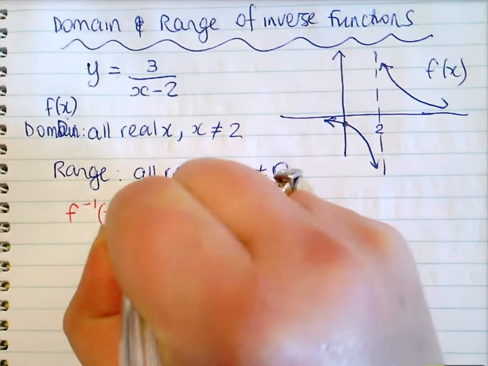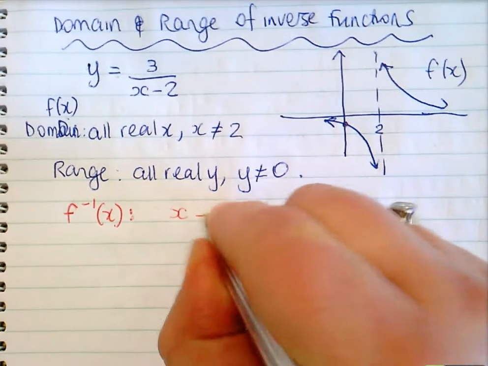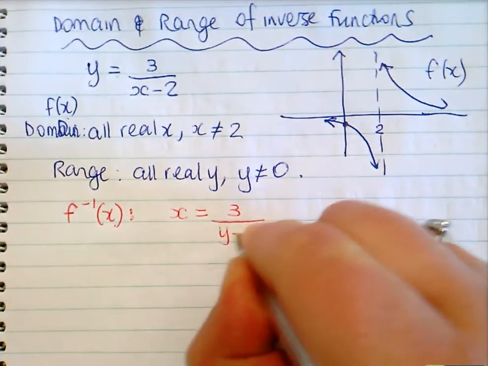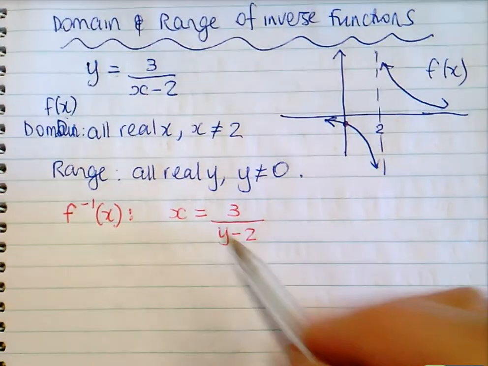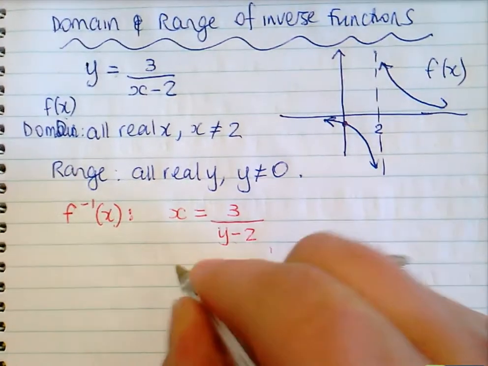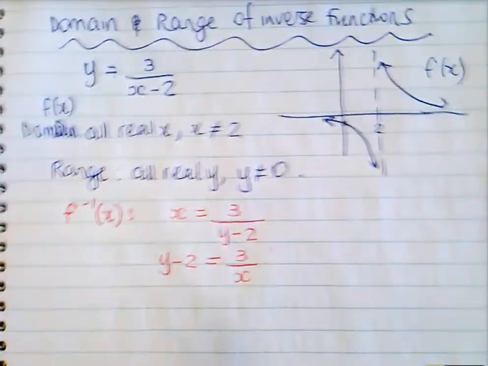The inverse function. How am I going to work it out? What it is? Swap the x and y. x equals 3 over y minus 2. What's a nice quick way to do that? Swap. y minus 2 equals 3 over x.